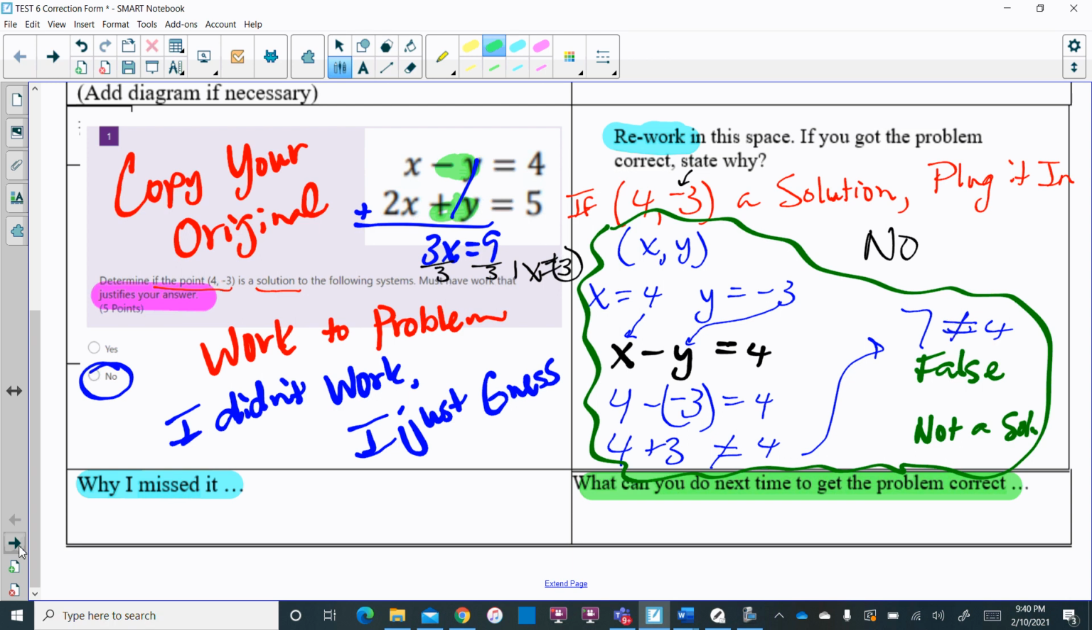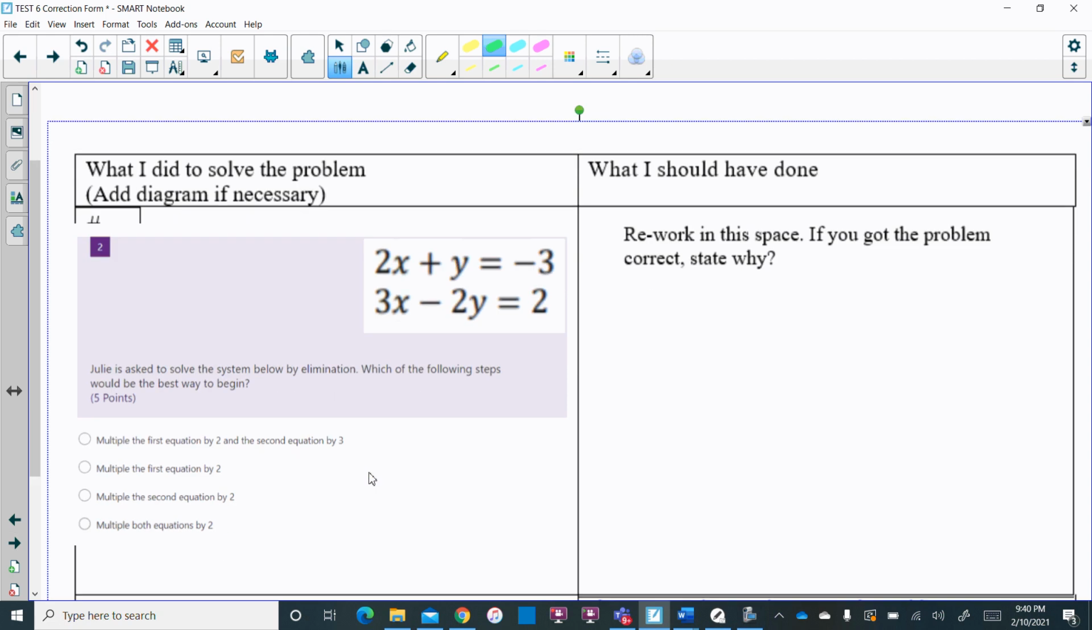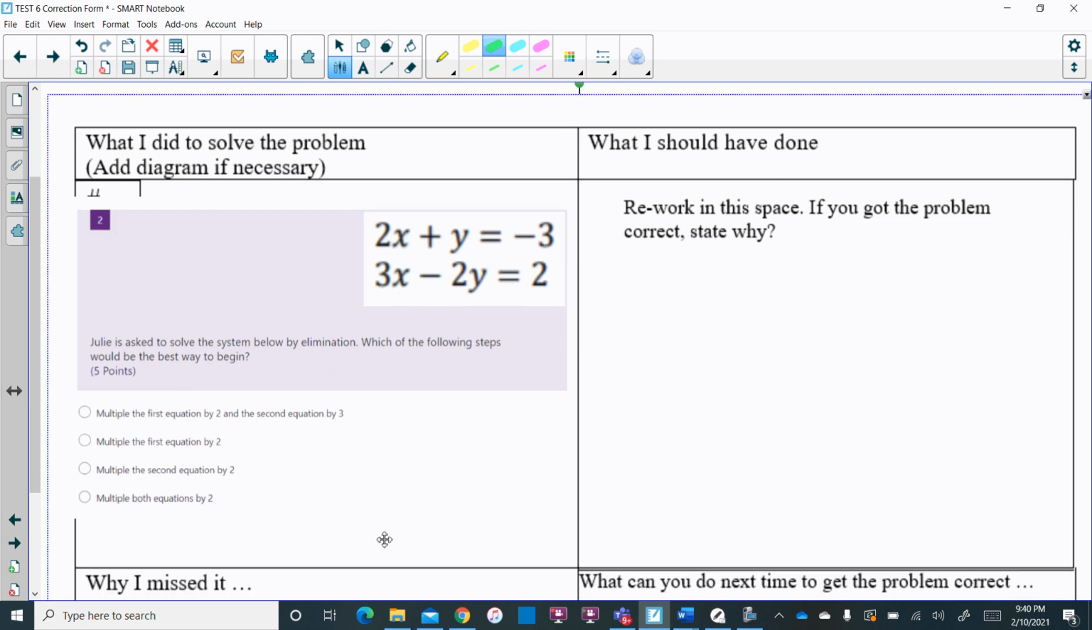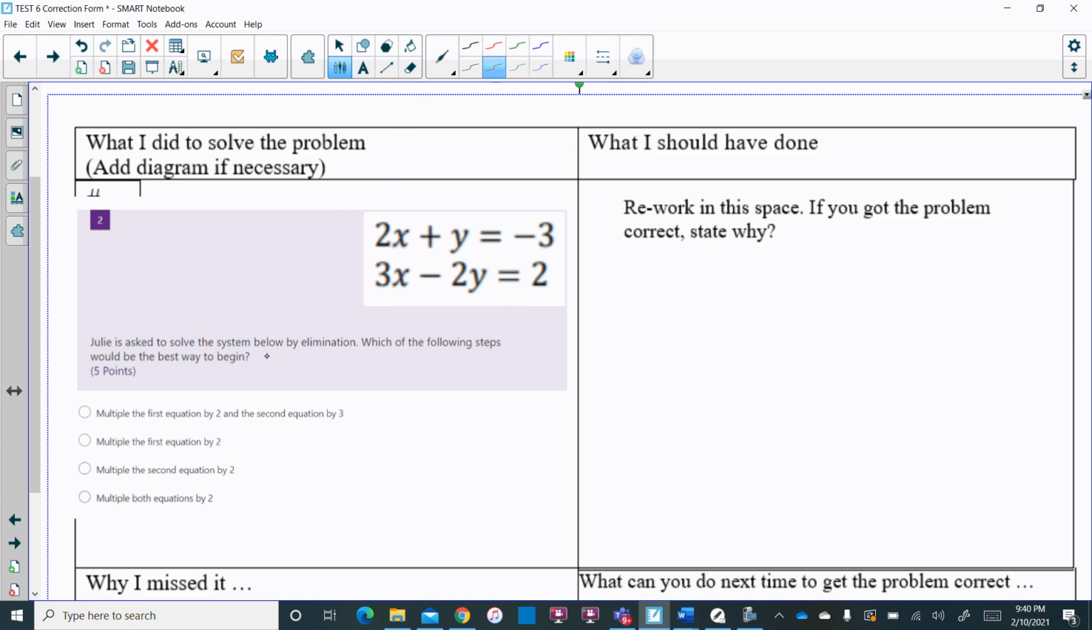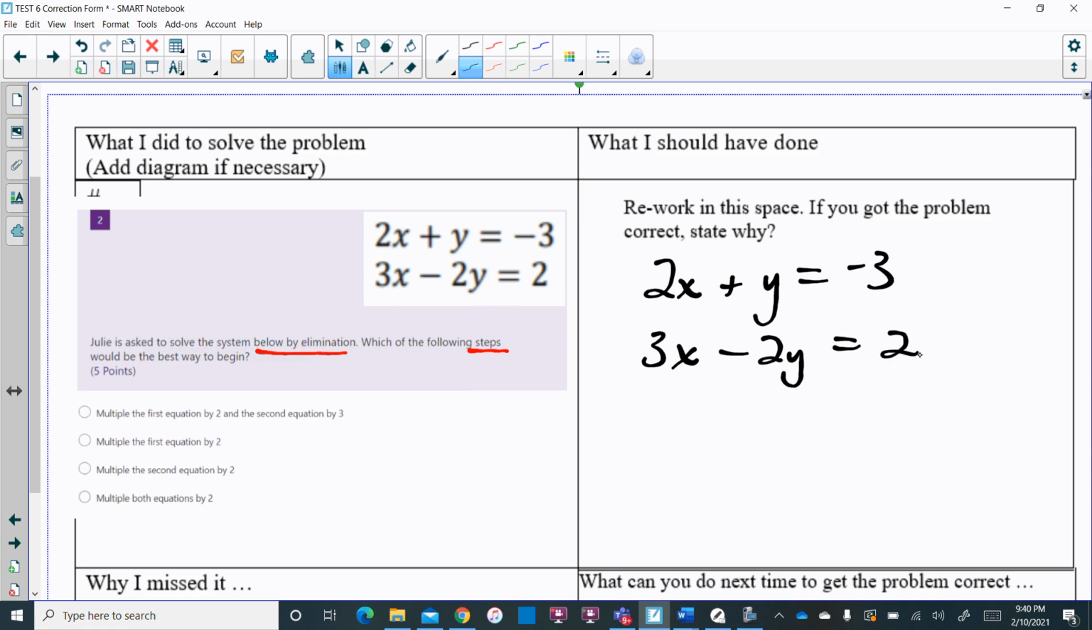Okay? All right, so the next type of problem in the first set was: Julie was asked to solve the system by elimination. Which of the following steps was the best way? So here, I didn't really need to see work, because it says by elimination and it's talking about steps. So these are your options, but you had to use elimination. And in order to use elimination, I'm just going to rewrite this problem over here. And I'm not sure if some of the mishaps or misconceptions is we just still don't know the method. We still can't do elimination.